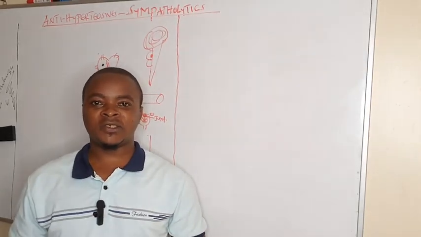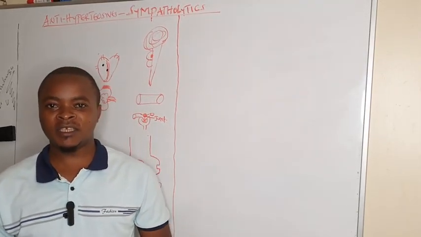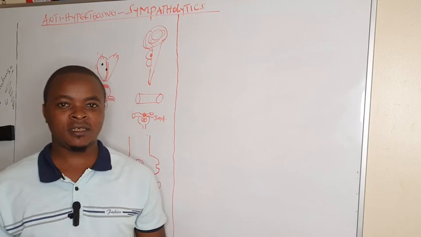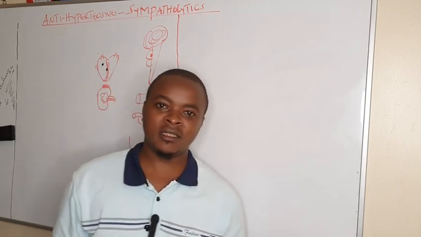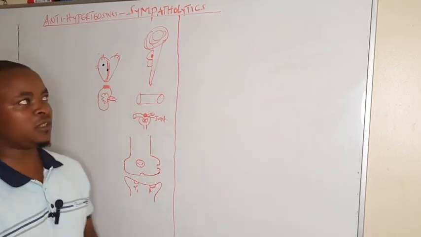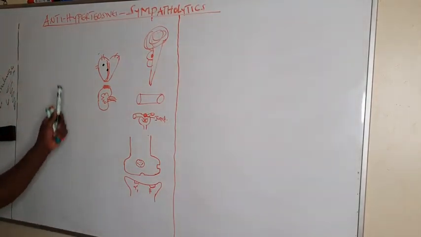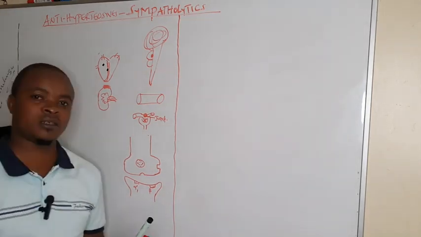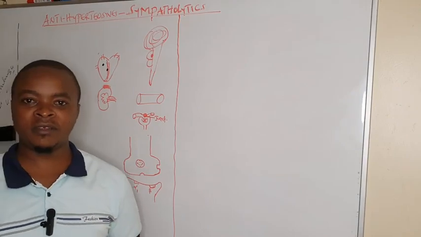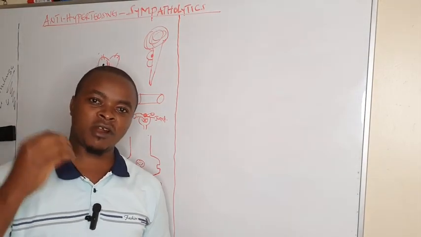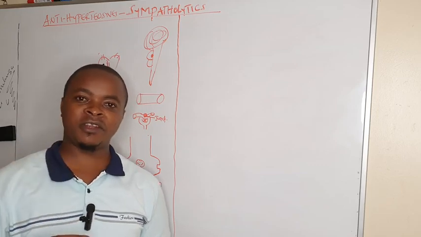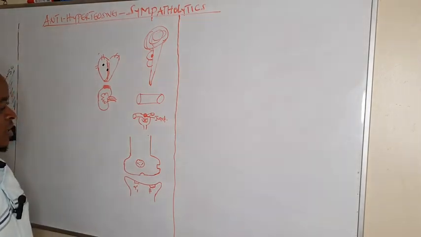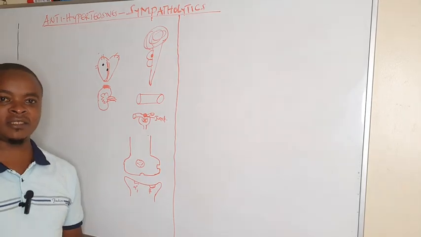Today we are going to discuss antihypertensives, and particularly we are looking at the sympatholytics. These are drugs that aim at blocking either production of norepinephrine, or they block the norepinephrine from attaching to its receptors on the postsynaptic neuron that is in the central nervous system.